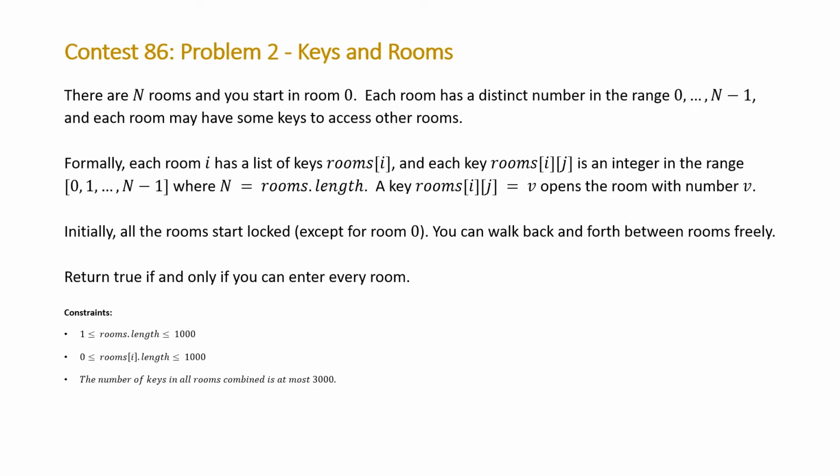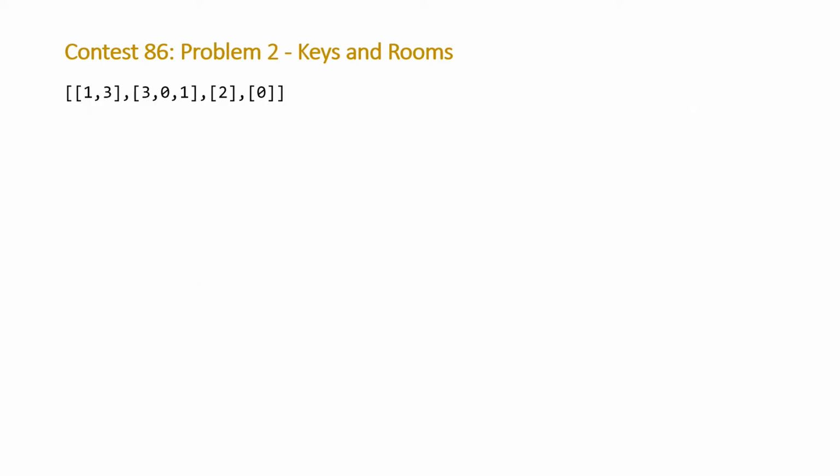So let's take a look at one of the examples that LeetCode provided us with. So here's the input. This basically means that we have an array of length 4, which means there's 4 rooms numbered 0, 1, 2, and 3, and each of these arrays at each of the indices represents the keys that each of those rooms hold.